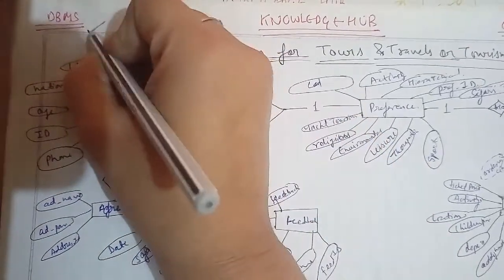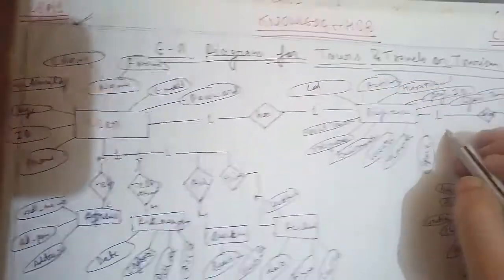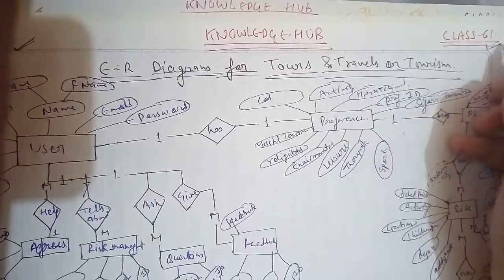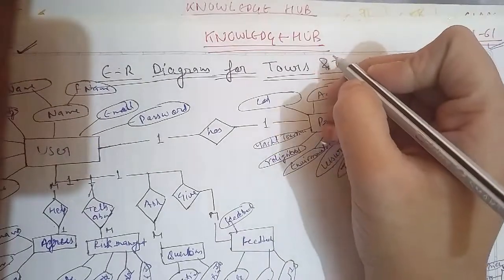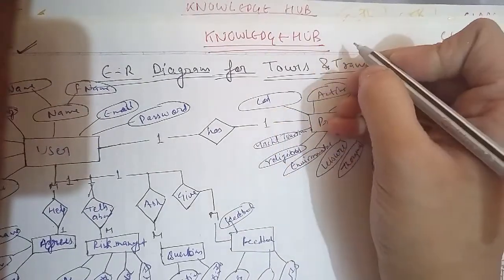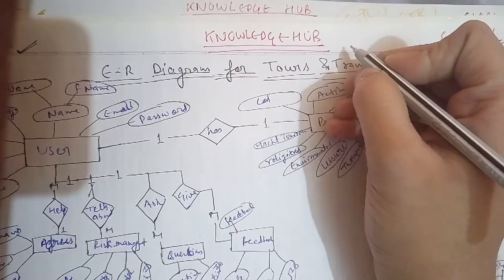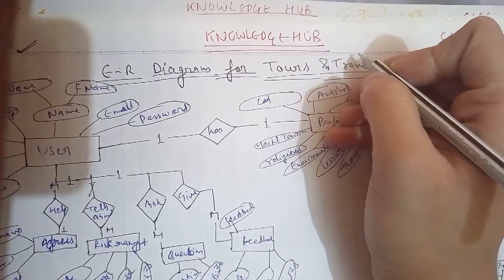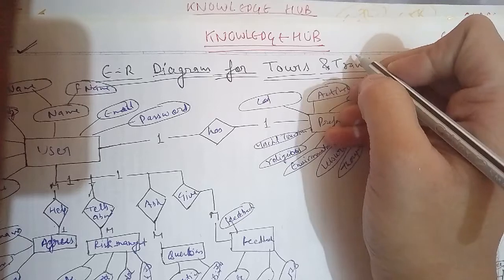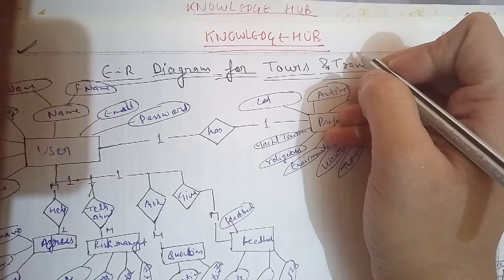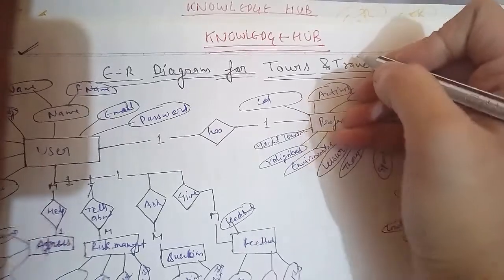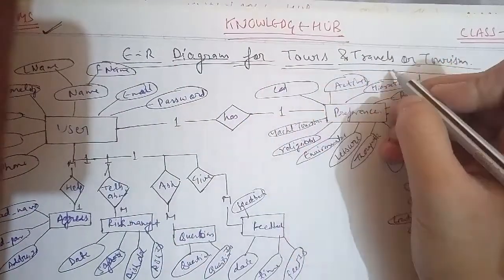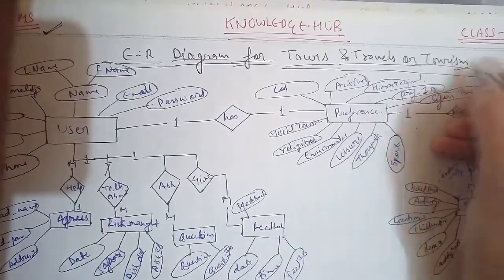Today we're going to start with your DBMS class. This is the 61st class of DBMS, where we have done 60 classes. In the last classes we did the ER diagram on factories, industries and organization. Before that we did the ER diagram for online shopping. And in today's class we'll start discussing the ER diagram for tours, travels and tourism.